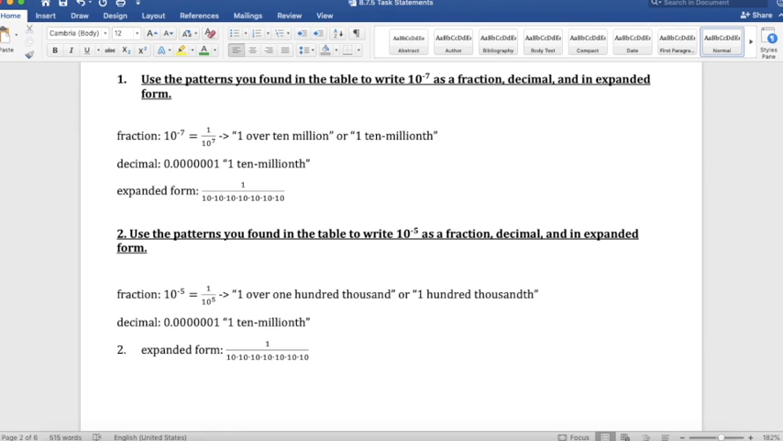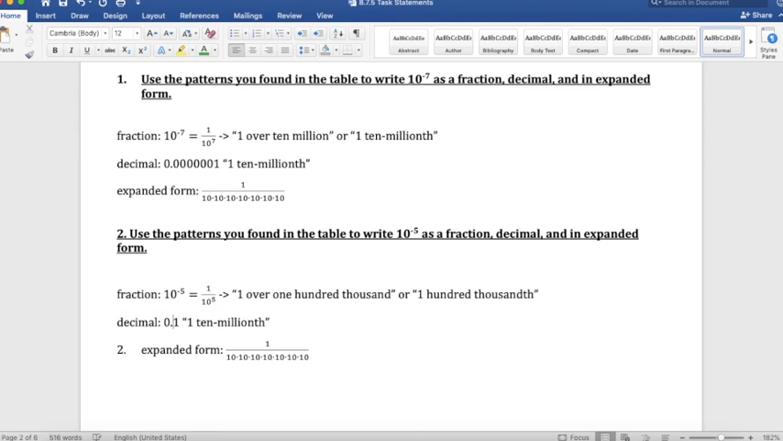Okay, so we're 1 out of 100,000 there. And over here, my decimal, I'm going to do the same strategy as before. I know that 10 to the 5th is 100,000. So now my fraction is 1/100,000th.